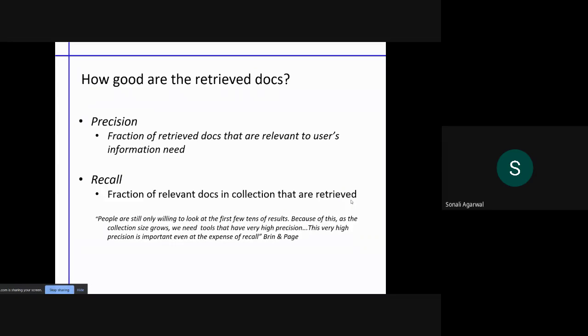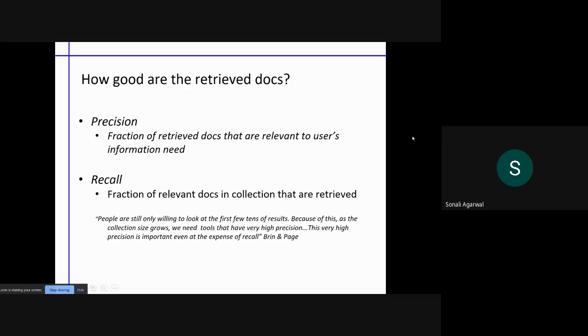You can see that these two terms are very important, because both are of our interest. But the challenging task is how to make a trade-off between these two, so that we can cater to the user's interest, as well as consider the present context where the number of documents is too high. So this is very challenging.